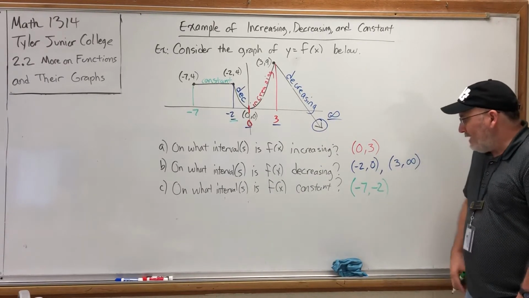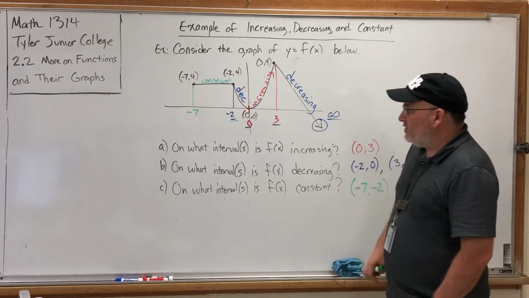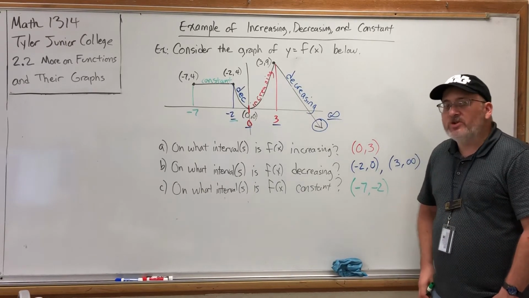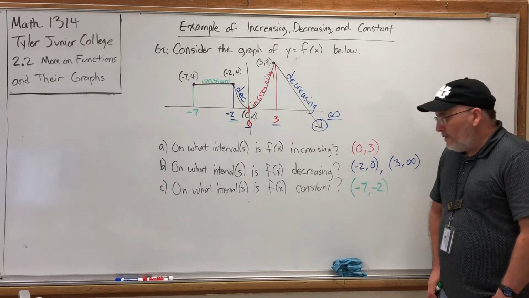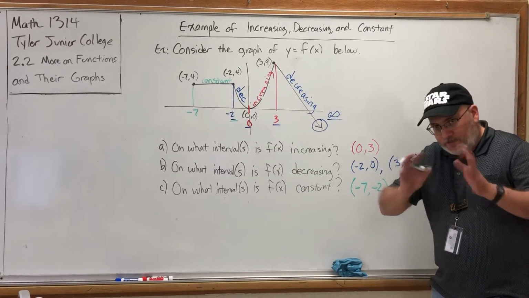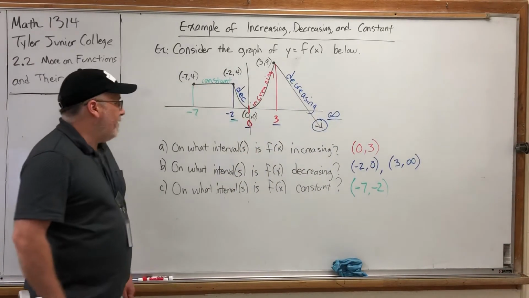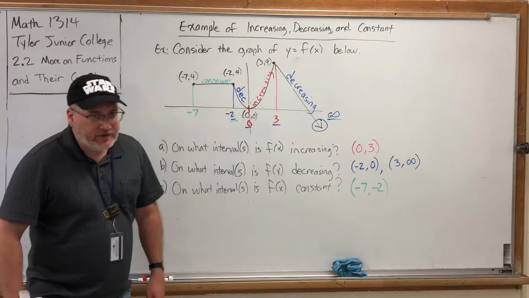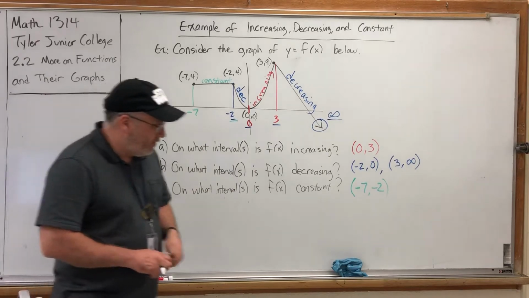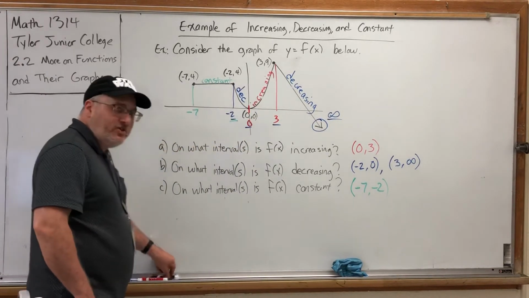And if you're wondering, why didn't I use brackets? Isn't the -7 included? It's included in the domain, but the definition of increasing, decreasing, and constant dictates that you describe it over an open interval with parentheses. So even though this point is included in the domain, we wouldn't say the graph is constant at -7. We say it's constant between -7 and -2. But the real reason we use parentheses and not brackets is actually pretty easy to explain.